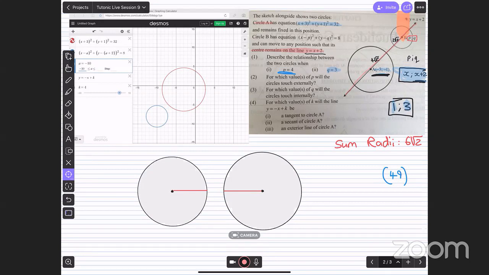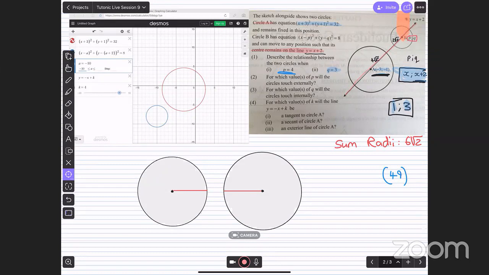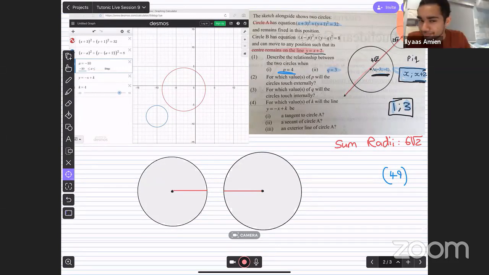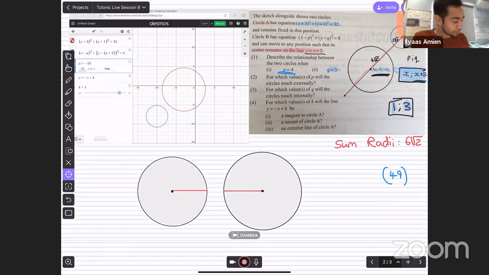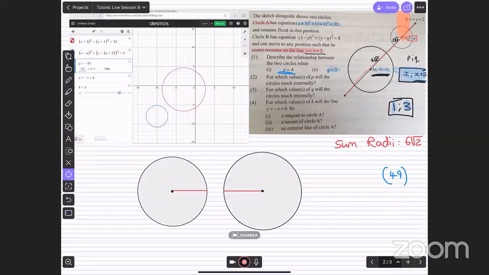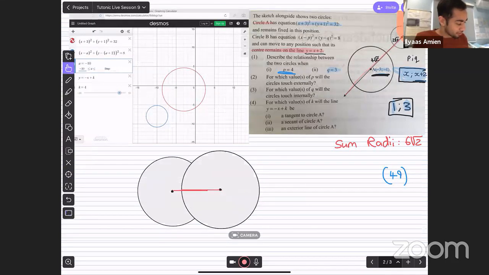But I got that they do touch. Wait, let me just check this. My question to you guys was, is root 32 bigger than 6 root 2? Oh. Root 32 is equal to 4 root 2. So the circles don't touch. No, they do touch, because the sum of their radii is 6 root 2, and the distance between their centers is smaller. It's 4 root 2, which means that they must intersect.